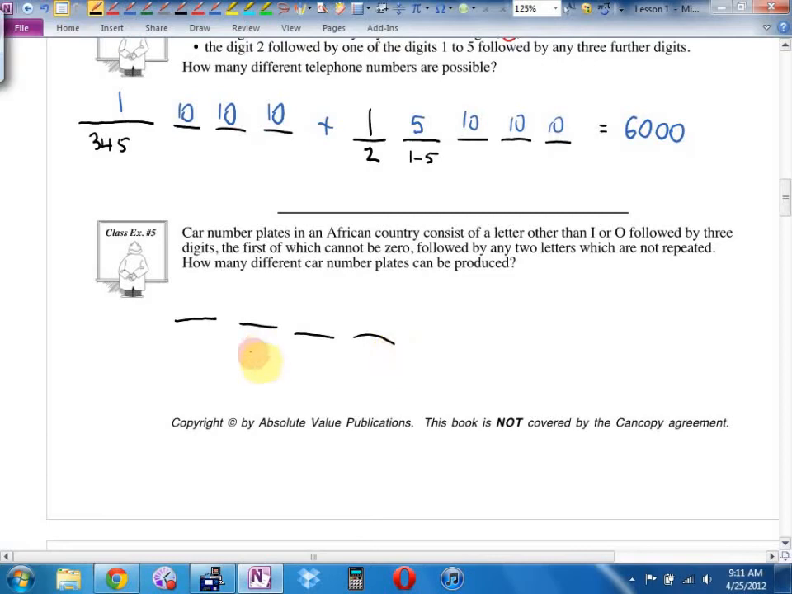Here's how I would show that. I would go 0 with a line through it, like, can't be a 0. Is that a fairly shorthand way to show it can't be a 0? Followed by what, Holly?